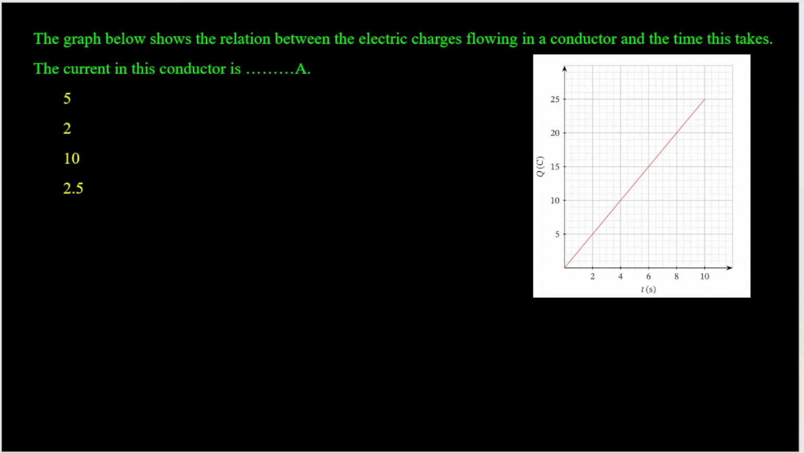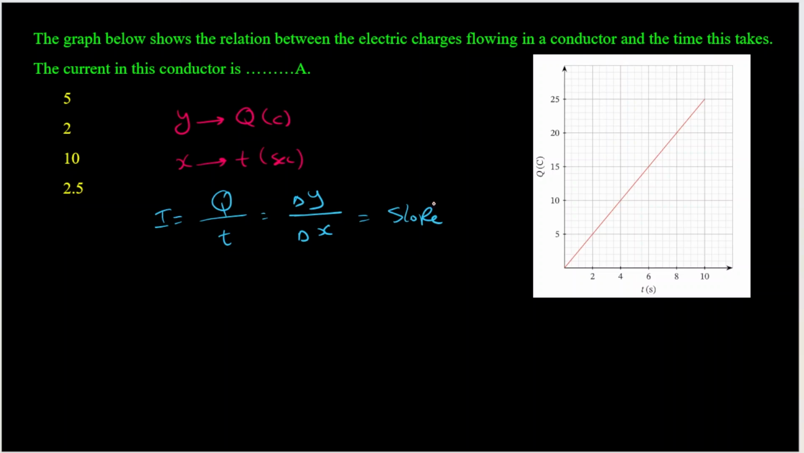For this question, the graph below shows the relation between the electric charges flowing in a conductor and the time this takes. The current in this case is equal to what? As you can see, in the y-axis we have quantum charge in coulomb, and over the x-axis we have time in seconds. And as you know, the electric current intensity is equal to Q over T. So it's equal to y over x, or delta y over delta x. This is the slope. So if we calculate the slope of this graph, we actually calculate the electric current intensity.